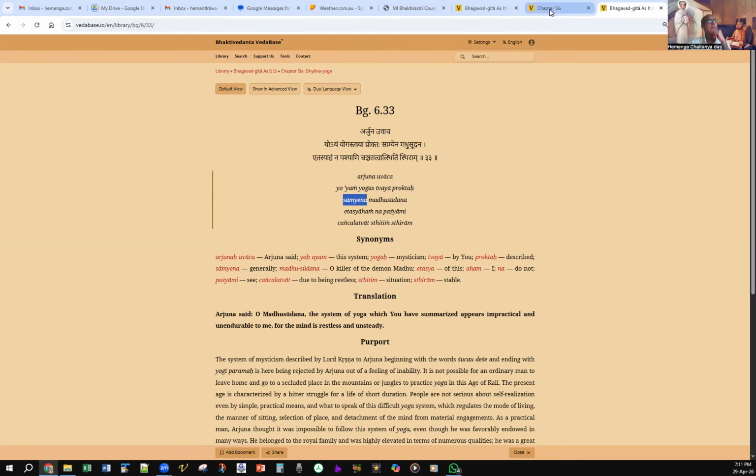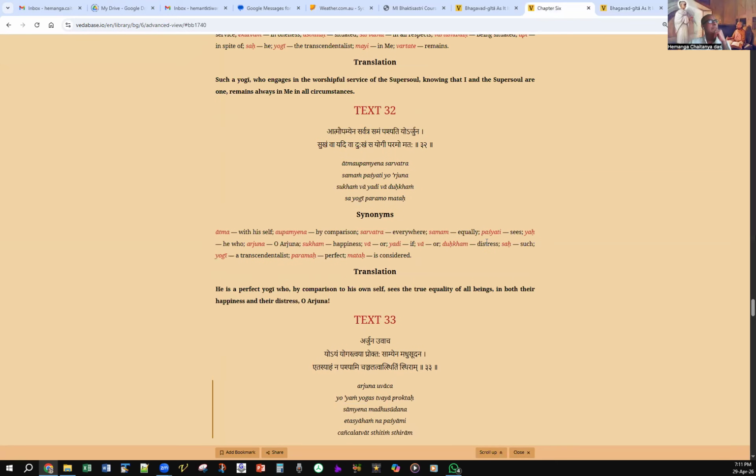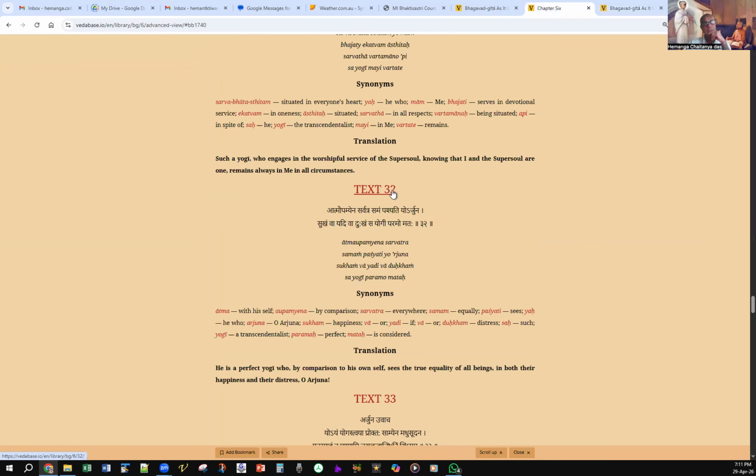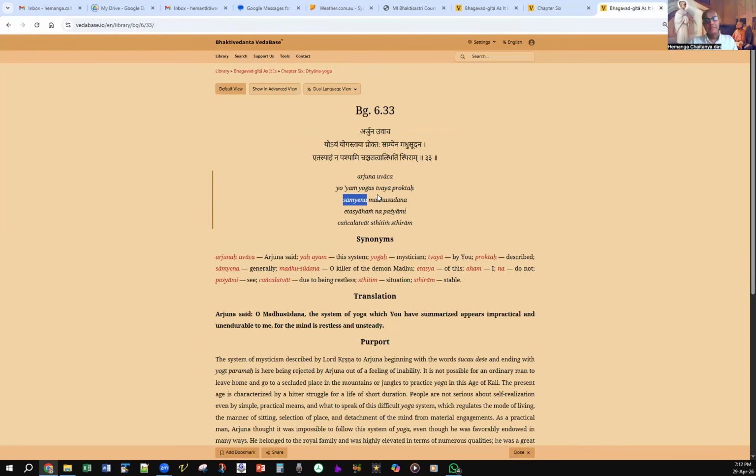So if you go back here, in verse 32, which is just one before, it says samam pashyati Arjuna. Krishna was saying you have to have equal vision towards everyone. Practically, we can see here, you should have equal vision towards, say, Yudhishthira and Duryodhana. Arjuna is saying, sorry, can't do that. So the samyena, what you have just given, the vision of equality, samyena, madhusudana. Hey Madhusudana, what you have just explained to me, the vision of equality.